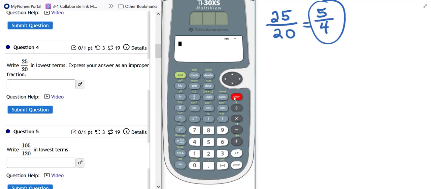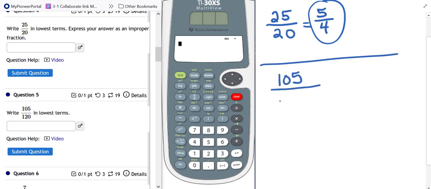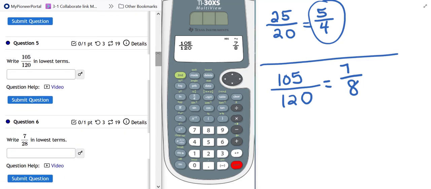All right, so let's try one more. And this is just reducing or writing in lowest terms. Simplify, any of those mean the same thing. 105 divided by 120. All right, so we'll go in, fraction button, 105. Go down with your cursor, 120, enter. 7/8. See, that one is a hard one. I'd have to do some work to get that done if I was doing it by hand. It's not one that just pops up in my head. All right, so that is reducing on the calculator.